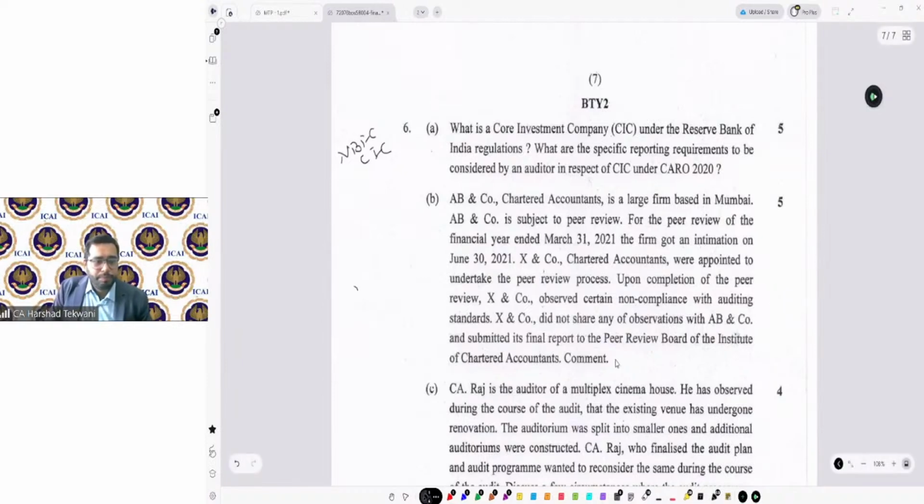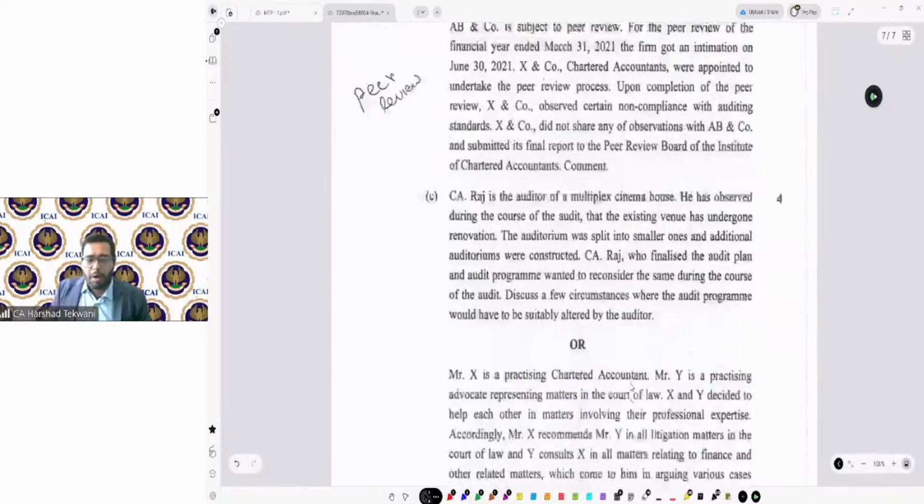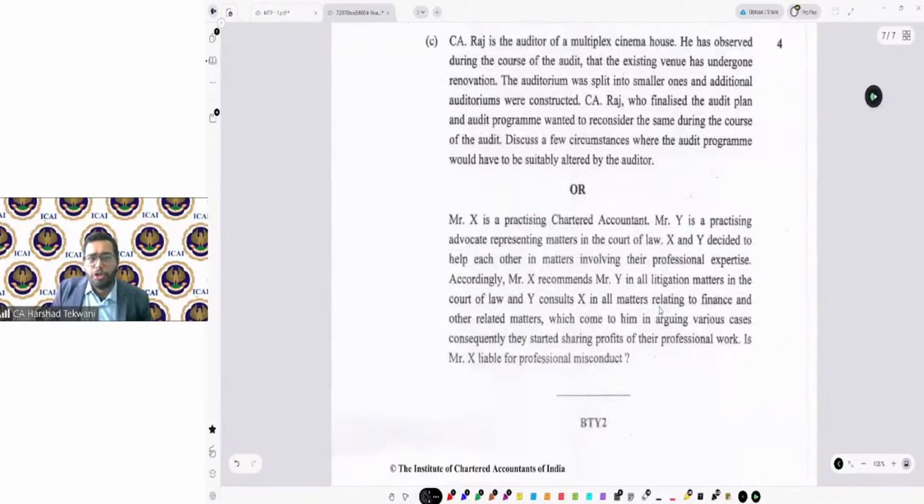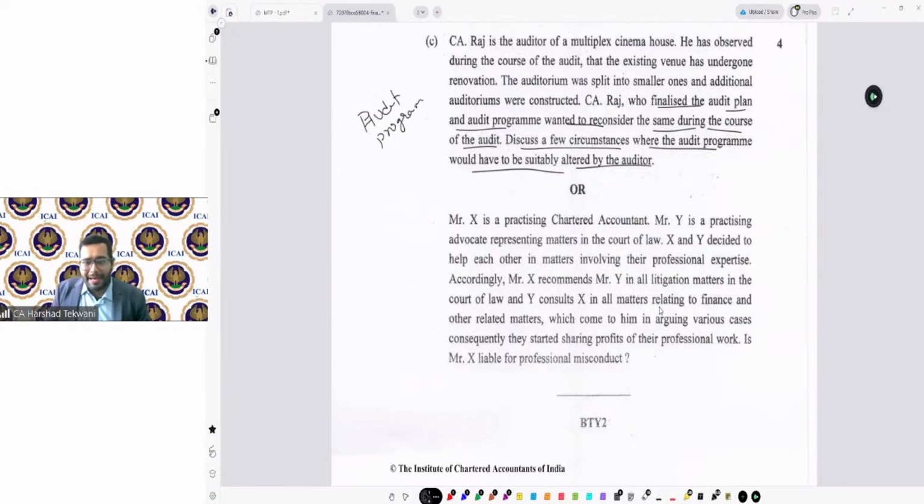Then peer review. Then you have an option over here in 2. So this one is with respect to the audit program. Mr. Raju finalized the audit program and wanted to reconsider the same during the course of audit. Discuss a few circumstances where the audit program would have been suitably altered by the auditor. Audit program. And then the next one is professional misconduct, again professional ethics.